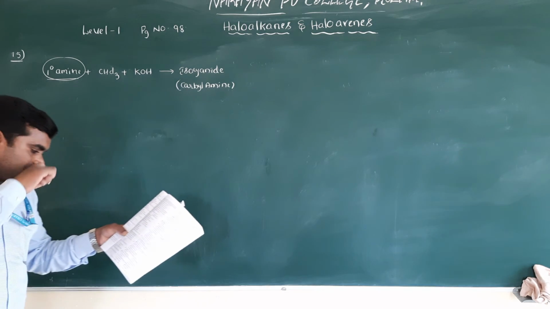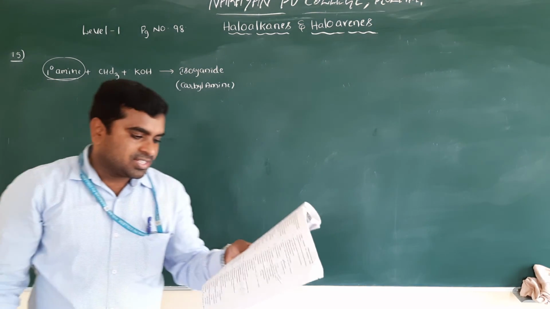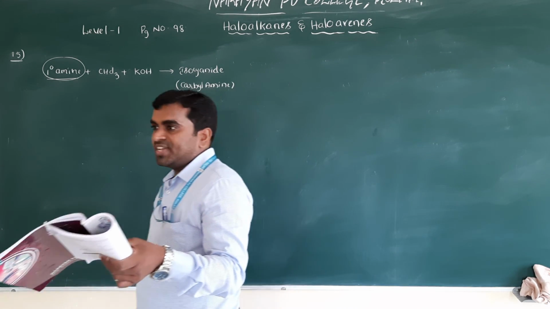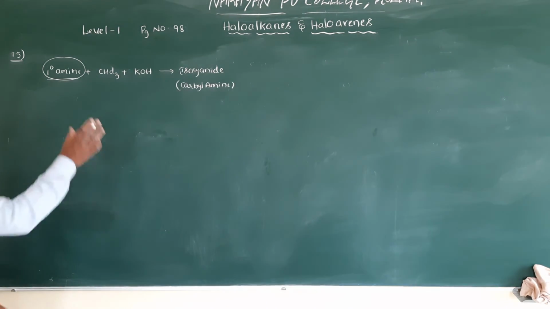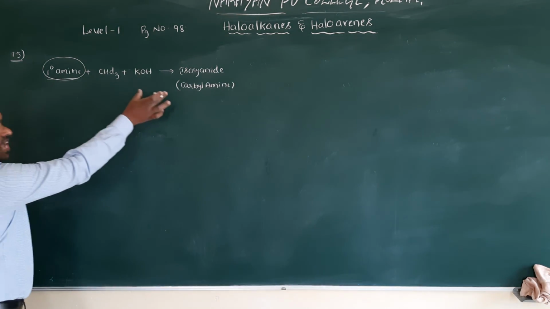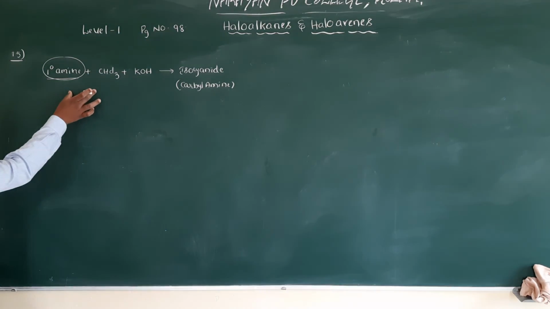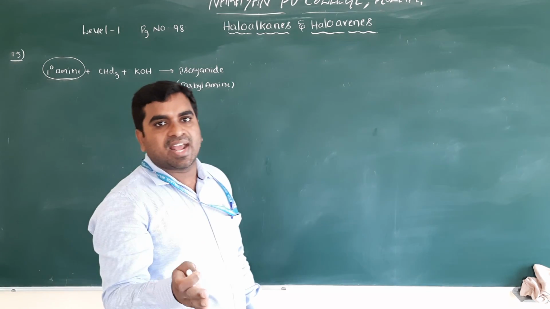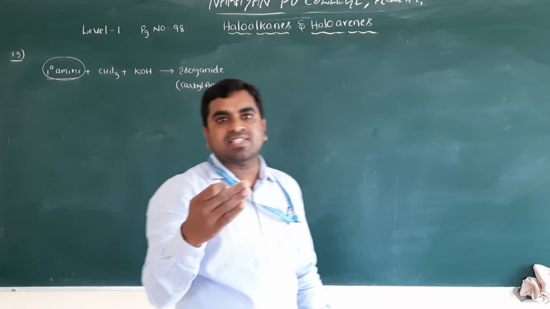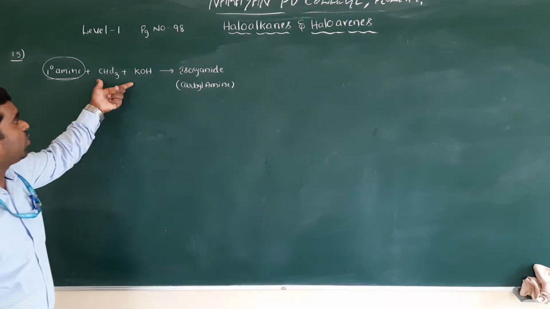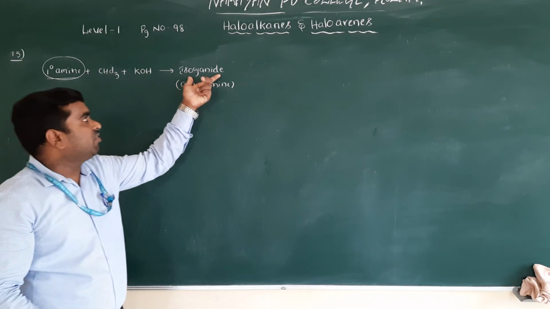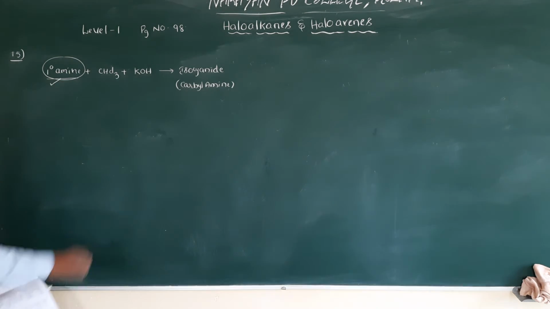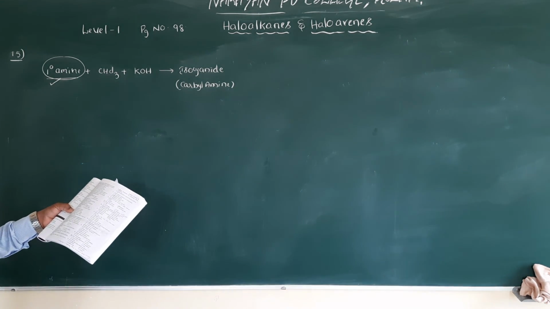Clear? So what they have given: first one is an aldehyde, second one is the primary amine, third one is a secondary amine, and fourth one is phenol. Remember, only primary amines will give this reaction. So this reaction can also be used to distinguish the primary amine from the secondary and tertiary amine. Tertiary and secondary amines will not react with chloroform and KOH to give isocyanides. So that's why your option here is primary amines. So option 2 is the correct one.